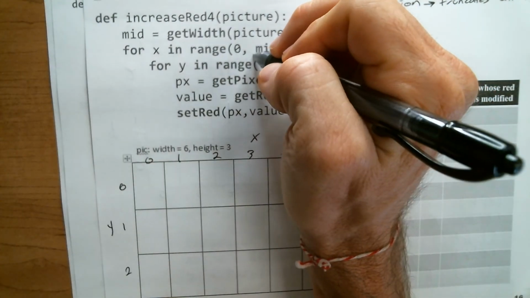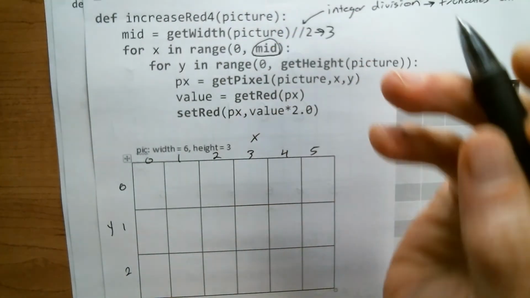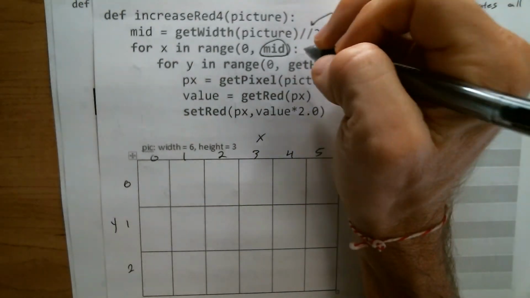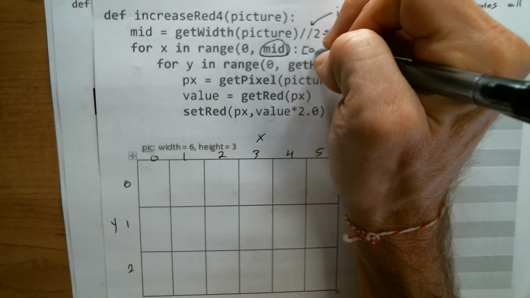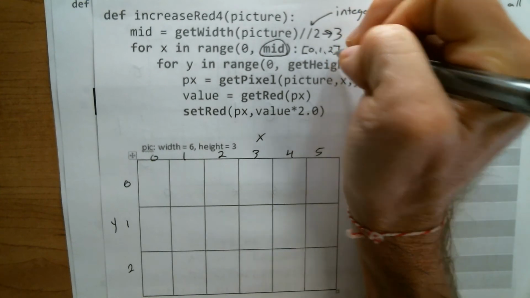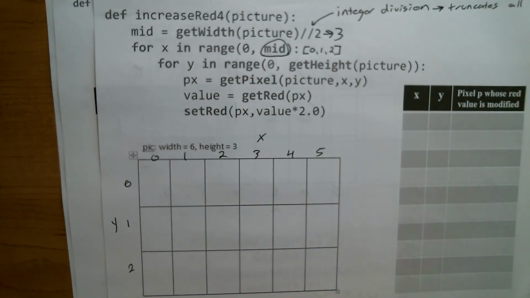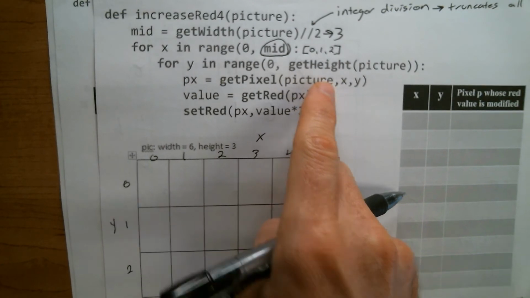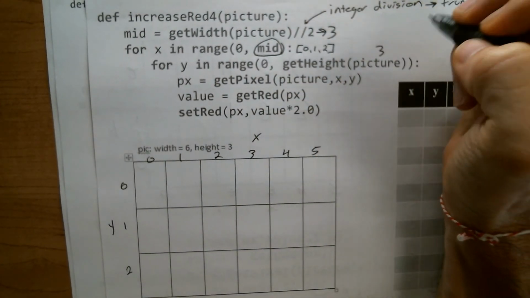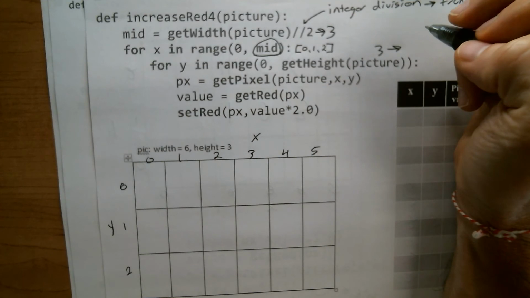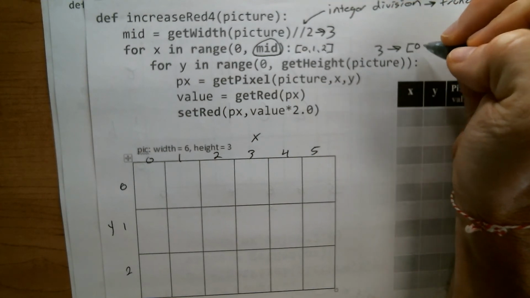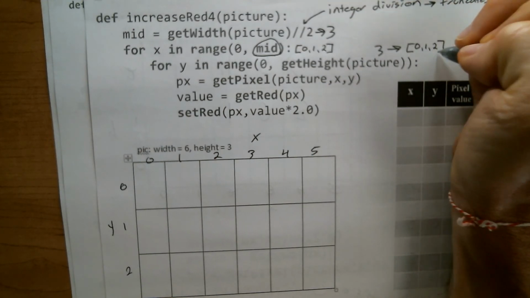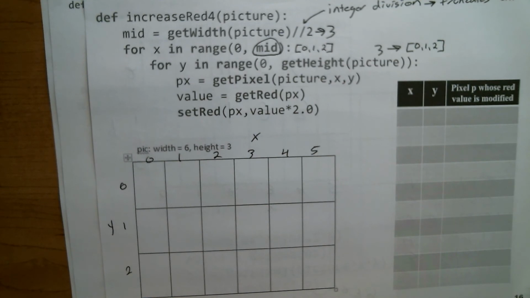So since we're using mid here, this is a range from 0 to 3, which effectively means we're getting 0, 1, and 2. Now, this is a range from 0 to get height. Get height is 3, which means our range is only going from 0, 1 to 2, just like the outer loop is. So both loops are going from 0 to 1 to 2.